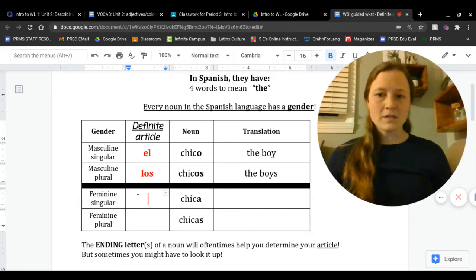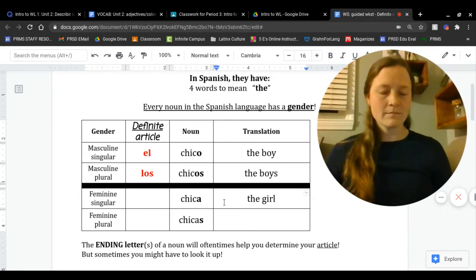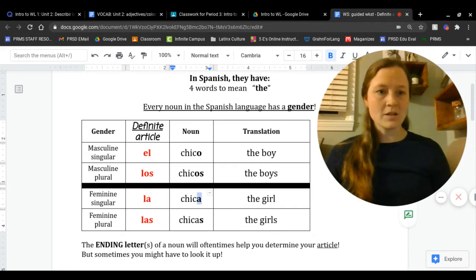On the flip side, if I want to talk about a feminine noun and say the girl, chica means girl. The word for "the" is la. If I want to say the girls, plural, this changes to las. So you'll notice that la ends in A, as does the word chica. You'll notice that las ends in AS, as does the word chicas. So that's kind of a nice little pattern.